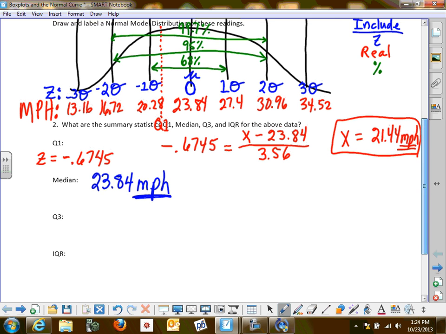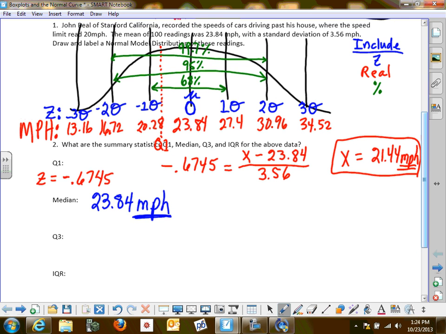Okay, let's see if that looks like it makes sense. Does that jive with our little picture we laid out here? Does that look like it could be about 21.44? Yeah, I think so. Okay, so let's find Q3, which is going to be located somewhere about here.